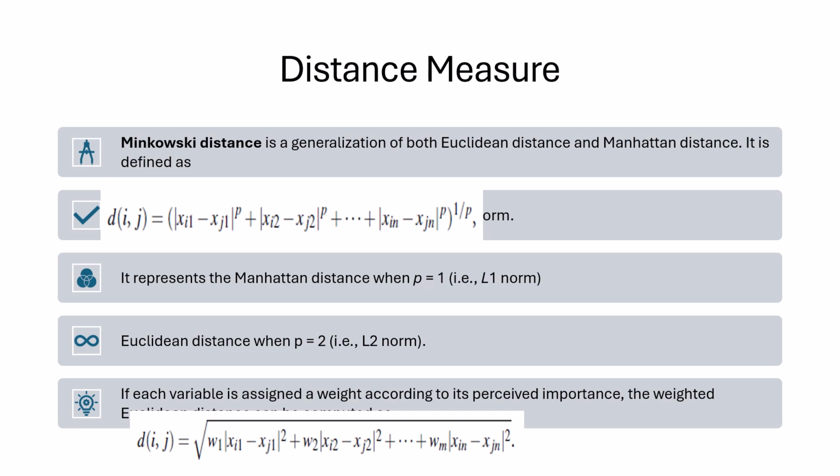Minkowski distance is a generalization of both Euclidean distance and Manhattan distance. It is defined as d(i, j) equals the sum of the differences between x of i1 and x of j1, up to the last term. Euclidean distance is when p equals 2, and that formula has also been given on the screen.